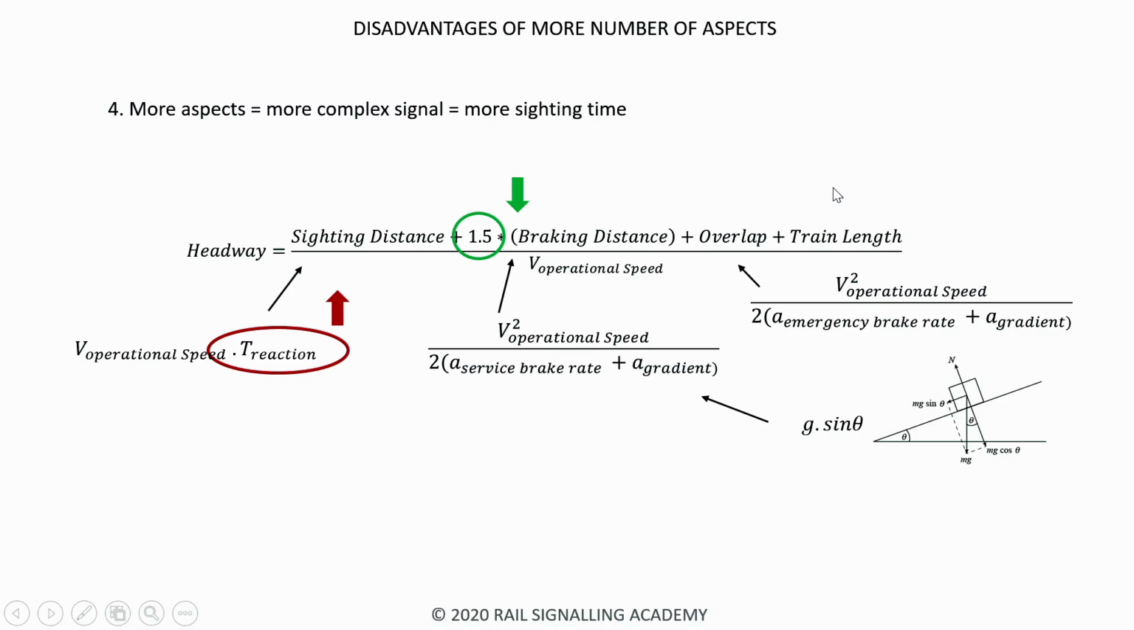Then there is one more problem. Now, as you've seen this formula so many times, what happens with this is, as I increase the number of aspects, I agree that this number keeps on dropping. It drops from 1.5 to 1.33, then it would drop to 1.25, then it would drop to 1.2. But then what happens is that as the signal starts having more aspects, I need to give the driver more time to be able to interpret and understand the meaning of the signal. So it negates the whole purpose.